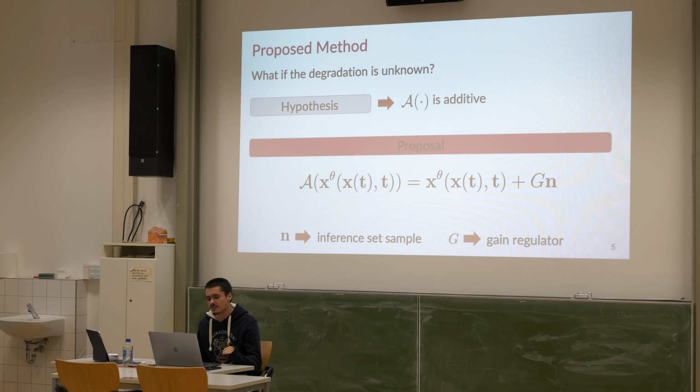So I simply made the hypothesis that A is additive. And my proposal was to use this A additive, so to take my clean signal estimate and to add a noise sample with a gain G to it, but to sample a different noise sample at each time step t. The idea is that I'm conditioning not to a single noise sample, but rather to an ensemble of noise samples which are similar to the one I want to remove.